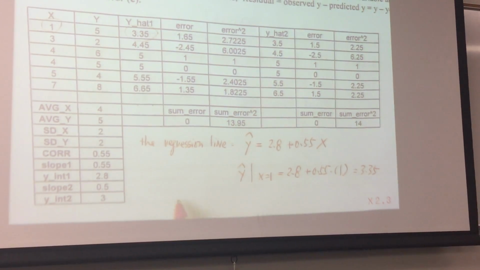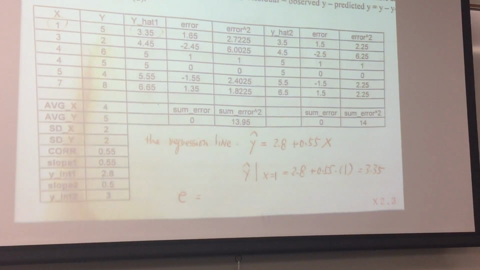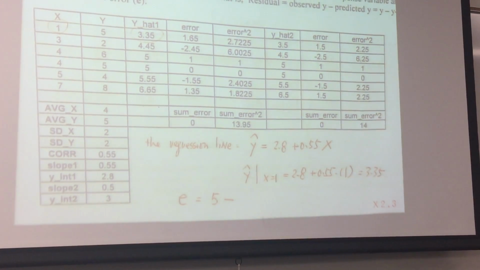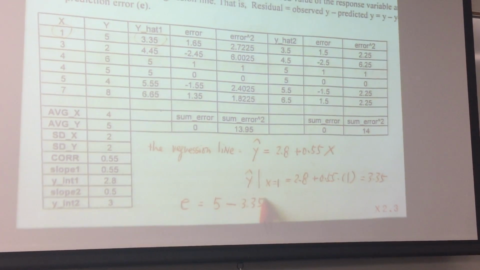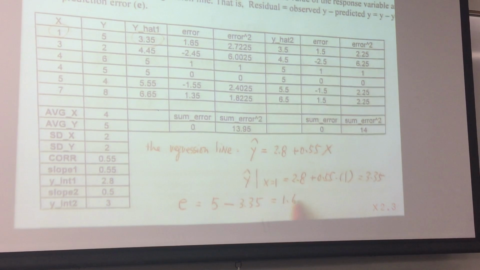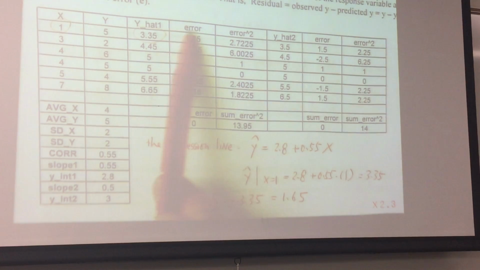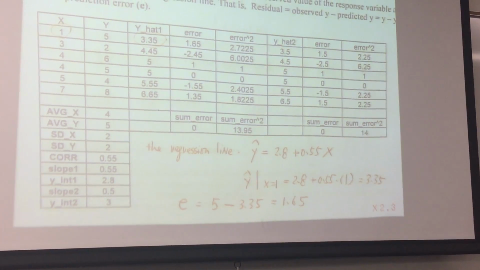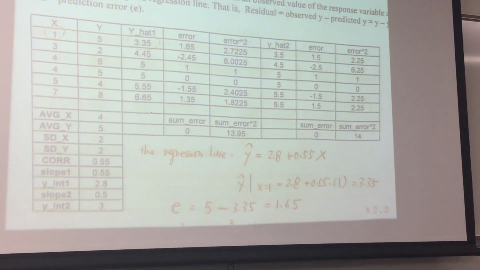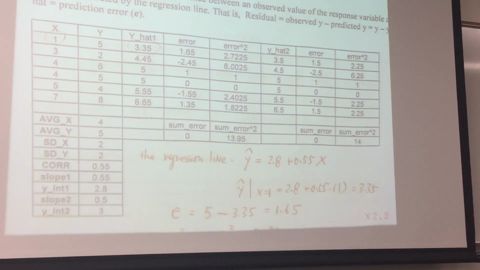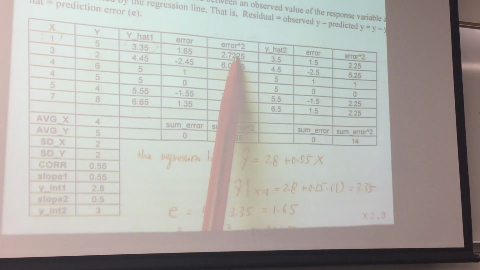So what is the prediction error? Error is what you observe, which is 5, minus what you predicted, 3.35. The difference is 1.65. That's why the prediction error here is 1.65. Now, the prediction error squared: 1.65 squared, what do you get? You get 2.7225, and that is this number here. Is that clear? Are you with me?